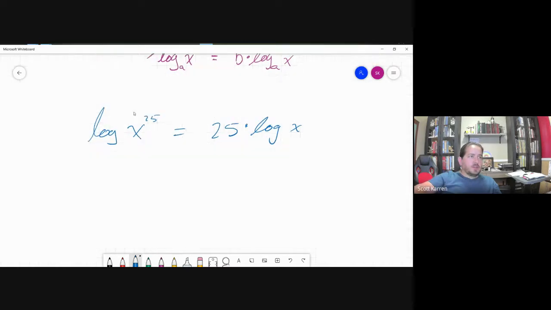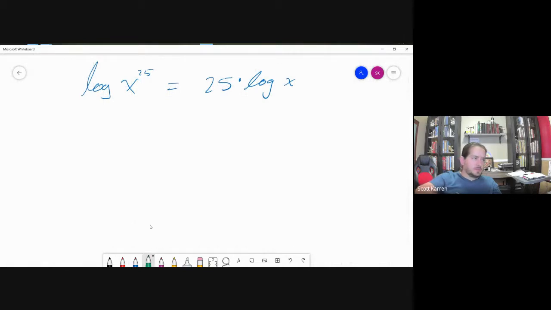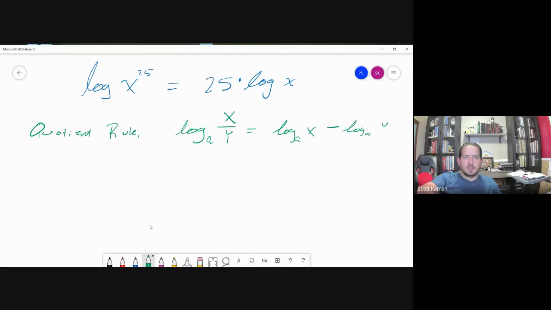And we have another property called the quotient rule. The quotient rule says that if I have the log, and again, the base doesn't matter, the log base a of, let's say, x over y, I can break this up into the log base a of x and then minus the log base a of y.